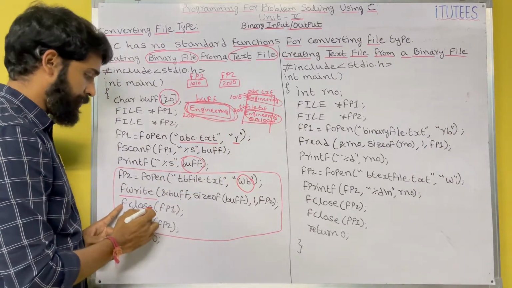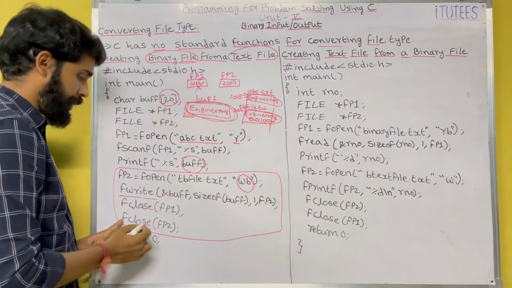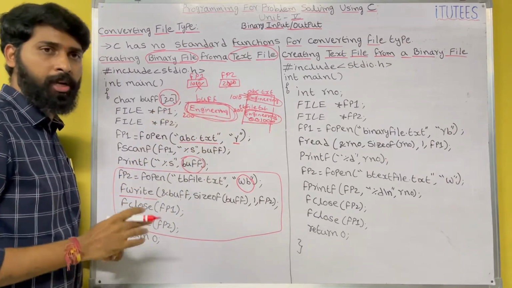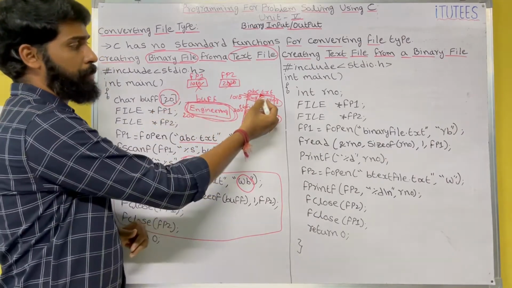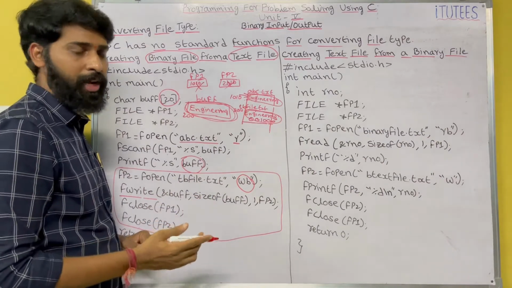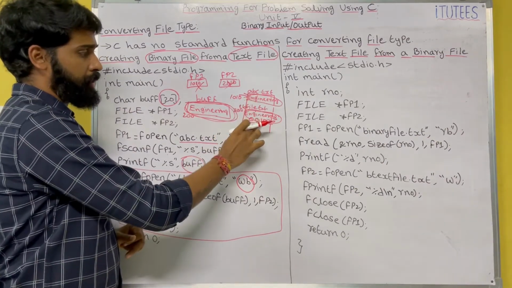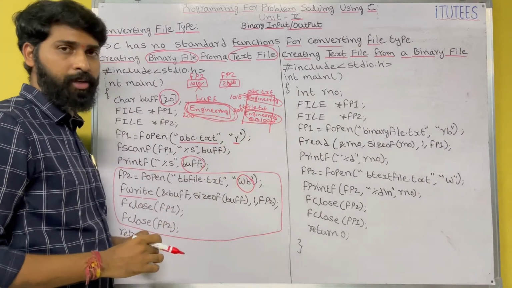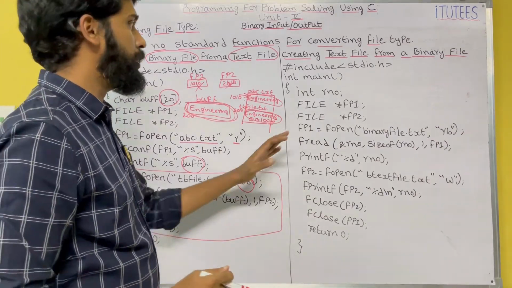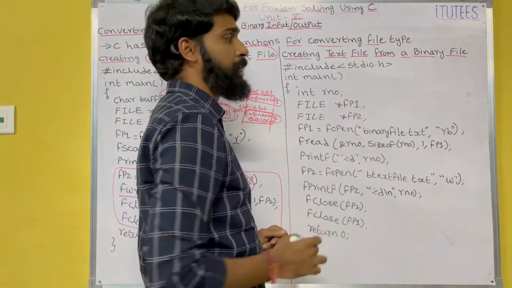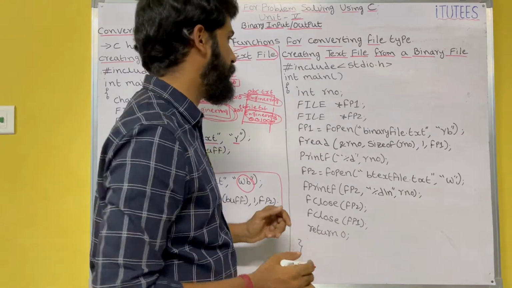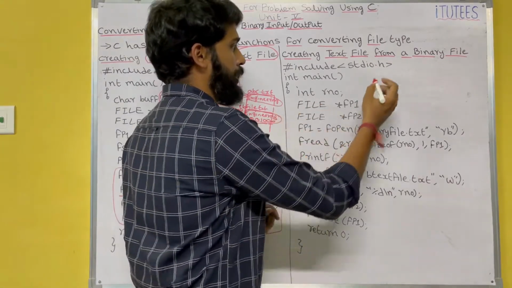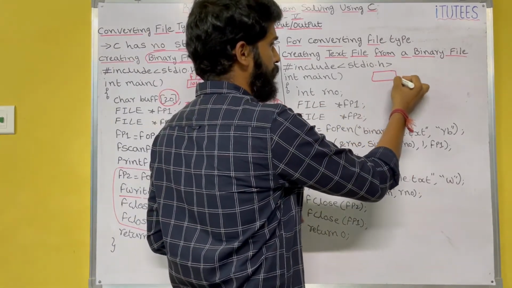That's it. So fclose(fp1), fclose(fp2). Now if you observe, abc.txt is a text file and we converted the text file into a binary file. Similarly, this is the program for creating a text file from a binary file. Here also I am taking two pointers.